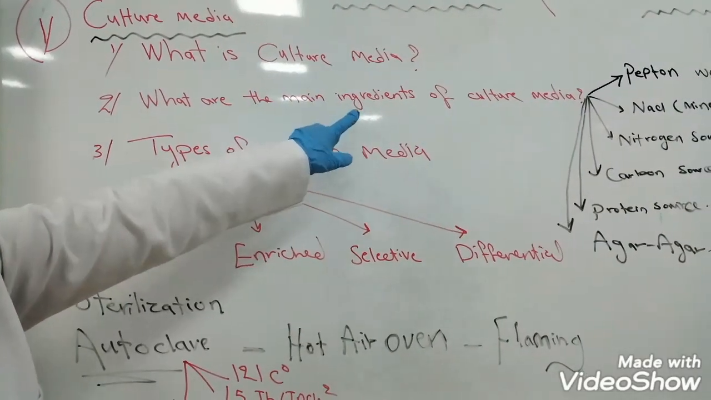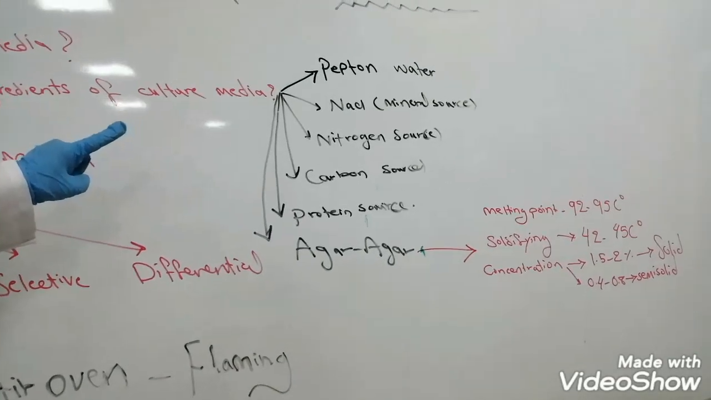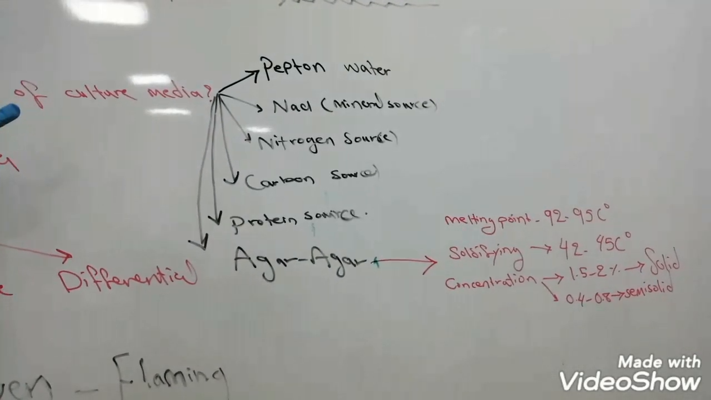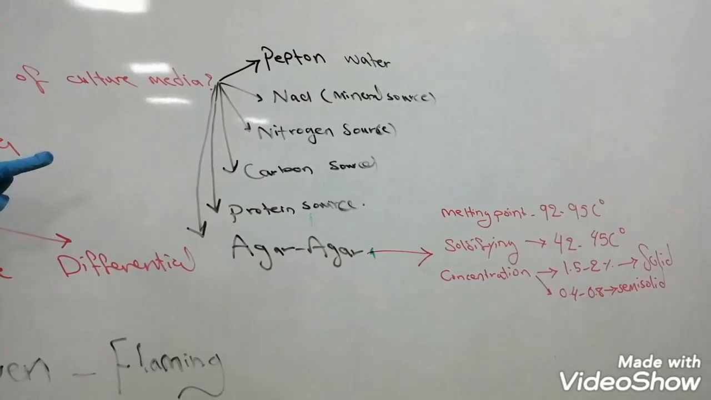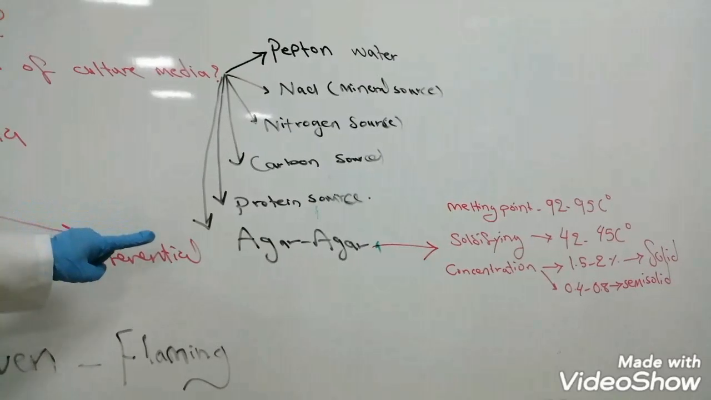The main ingredients are peptone water, sodium chloride as a source of minerals, a nitrogen source like ammonia, a carbon source like carbohydrate, a protein source like beef extract, and what is called agar-agar.